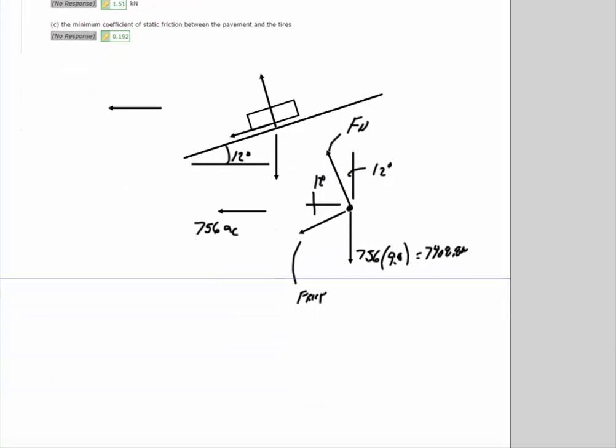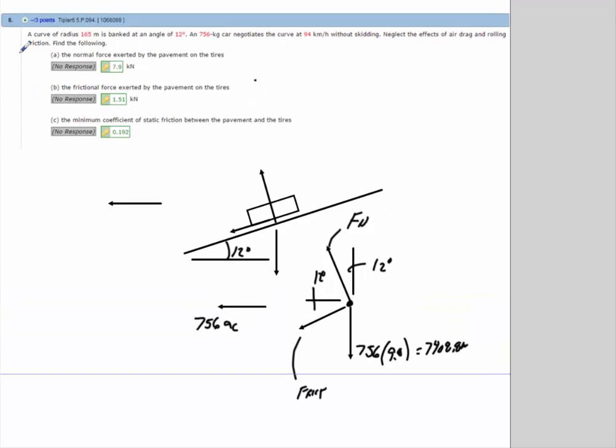Alright, to solve the problem, we need to first get the velocity back into meters per second. We'll just take this, 94 kilometers per hour, is equivalent to, I think, approximately 26.11 meters per second. You can run that number if you want to.